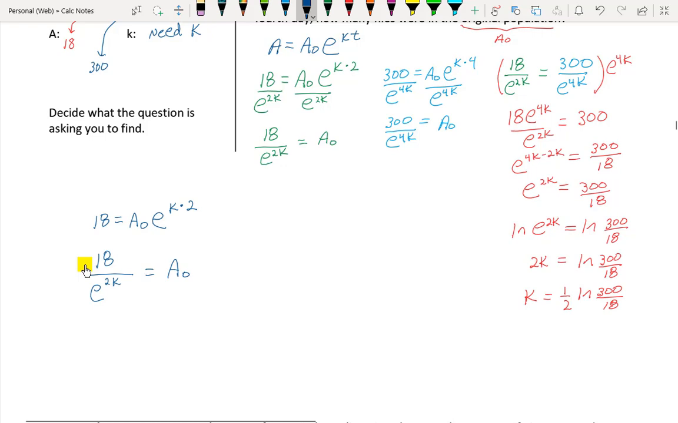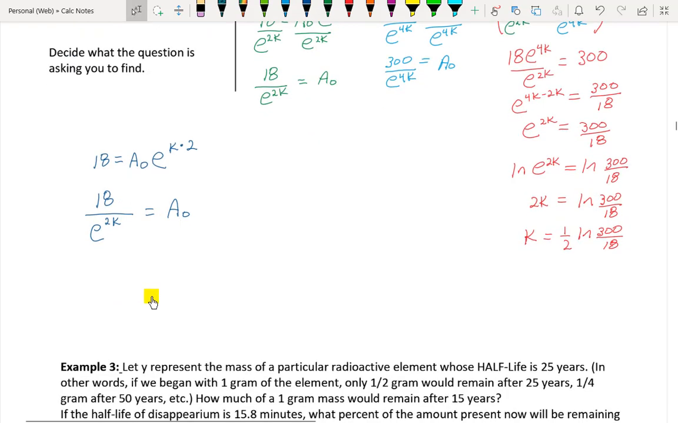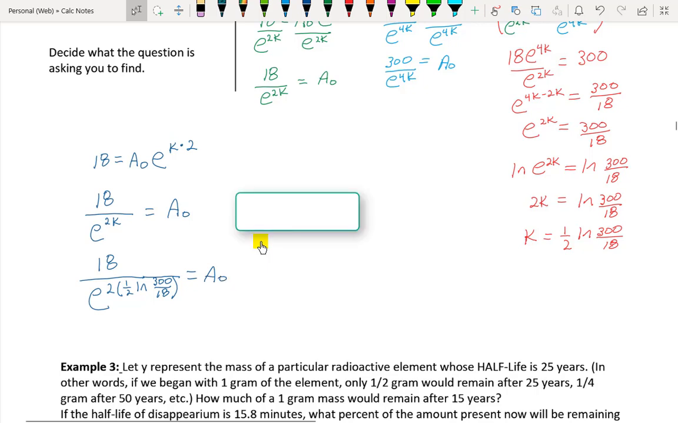And now again, I would just pop all of that into my calculator, and I'll write it out again just so it makes sense, hopefully. So this would be 18 over e to the 2 times 1/2 ln of 300 over 18 that we got from the right side, and that is equal to a sub 0.